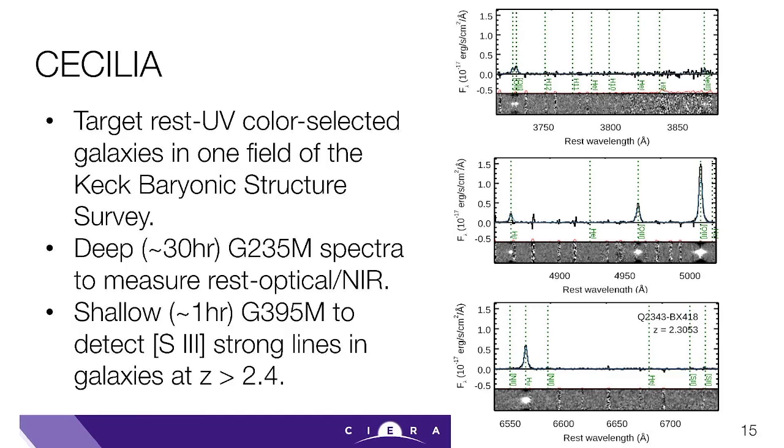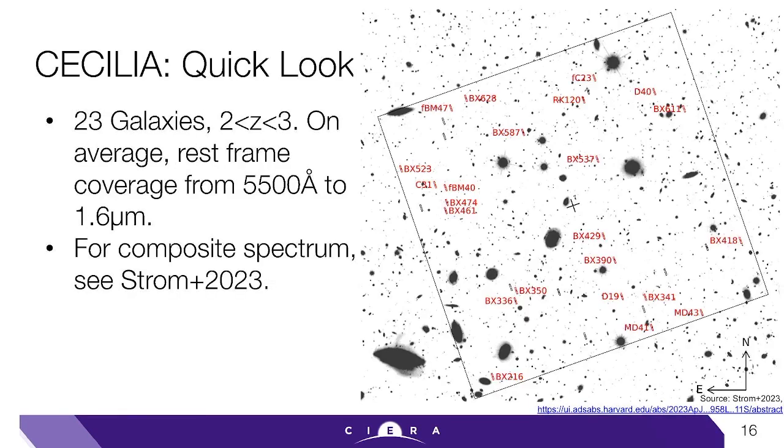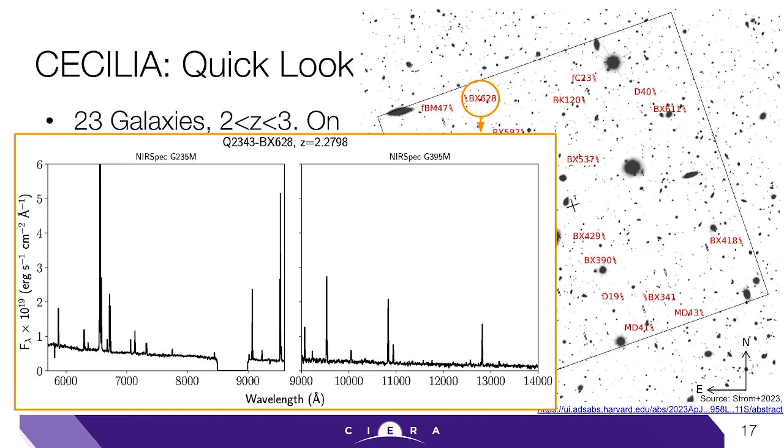So to obtain these faint temperature-sensitive emission lines, we obtained deep 30-hour G235M spectra, and then shallow G395M spectra to cover some of the rest-frame near-infrared strong lines. So this program has been fully executed. We have 23 galaxies between a redshift of about 2 and 3, and I'll point you to Strom 2023 for a composite look at the spectrum, but just to highlight one galaxy, this is the typical CECILIA galaxy spectrum.